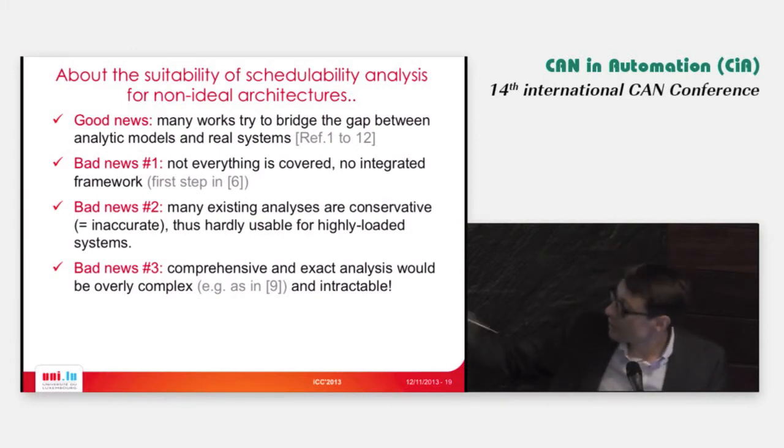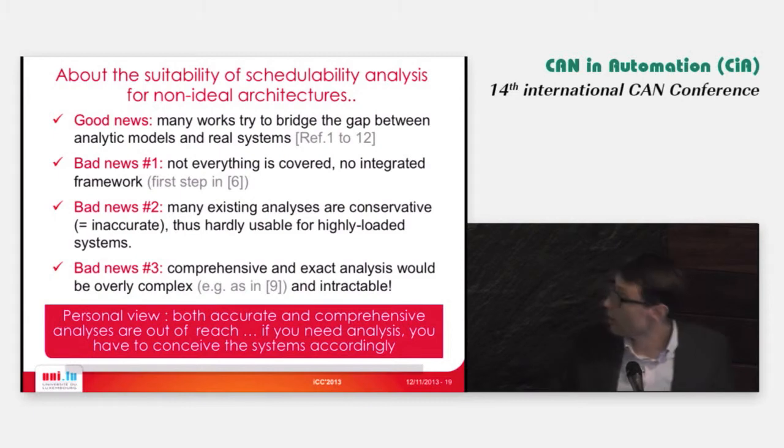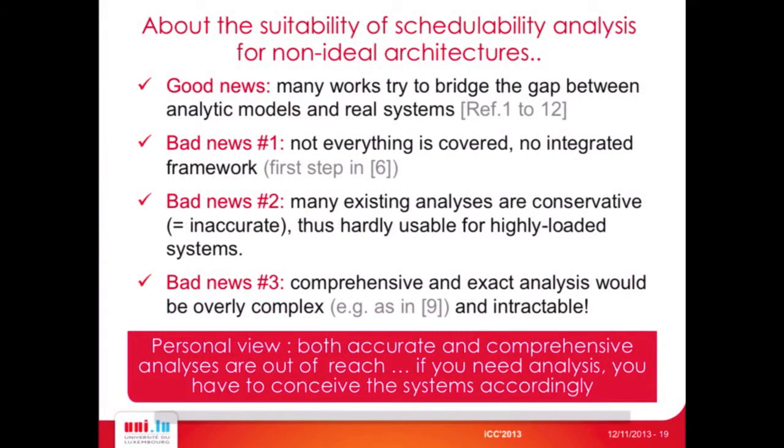And more analysis might become intractable in the computer science sense, which means that there's no polynomial time solution. And it's the case as soon as you are using offsets. So my view is that both accurate and comprehensive analyses are out of reach, okay? But if you need analysis, then you need to conceive your system accordingly. You need, for instance, to have very specific requirements with regard to the suppliers.